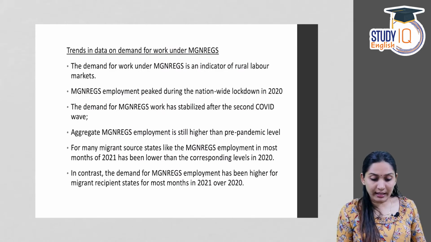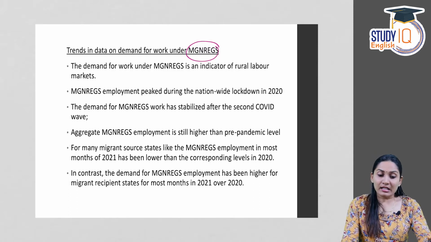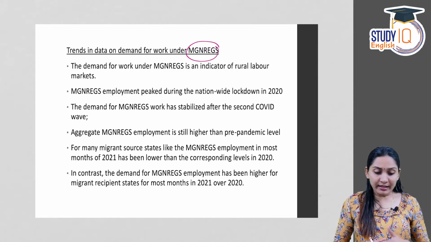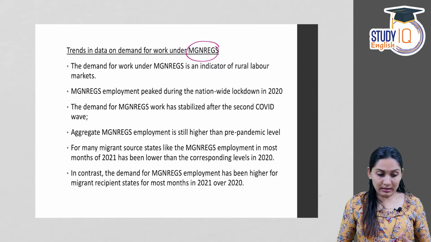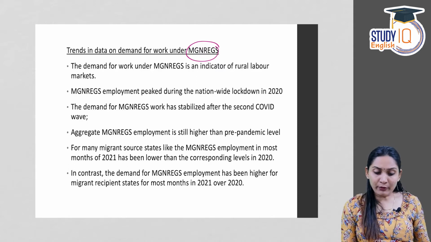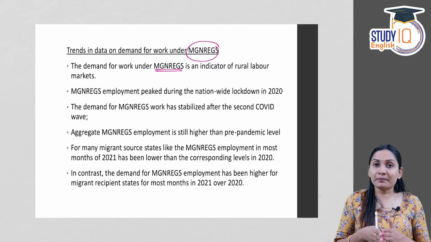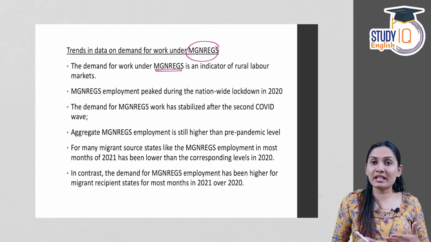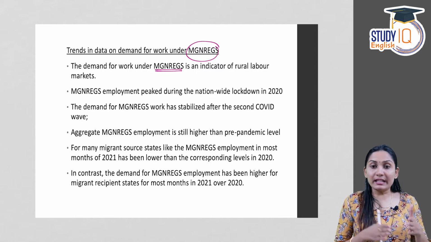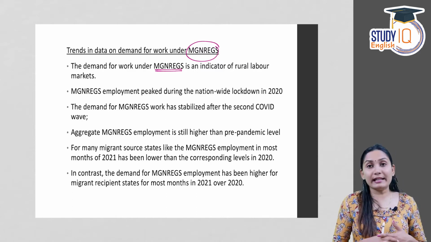Next is the trends in data on demand for work under the MGNREGA. This is the trend in data on demand for work under the MGNREGA. Demand for work under MGNREGA is an indicator of the rural labor market. Why? Because MGNREGA is a wage employment scheme for rural India. So it is an indication regarding the rural labor markets.